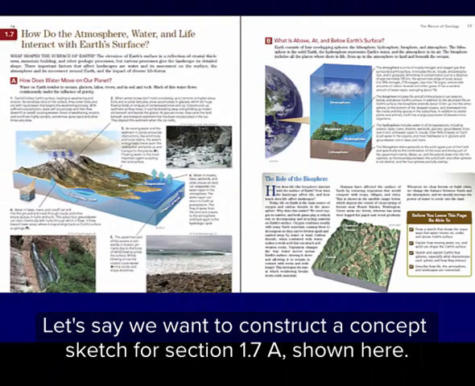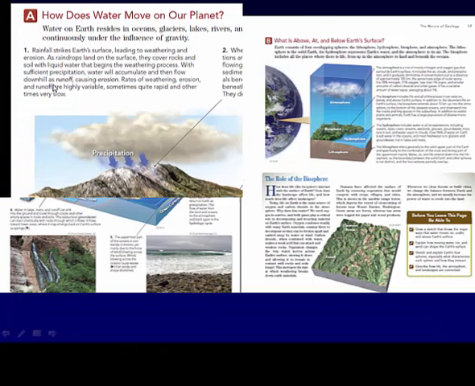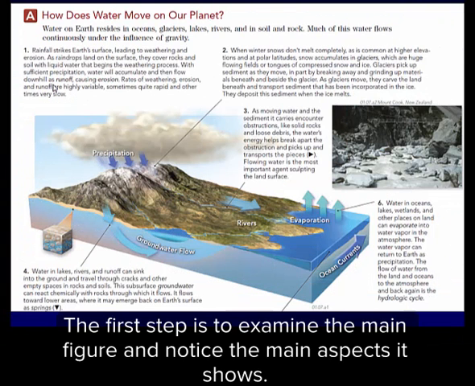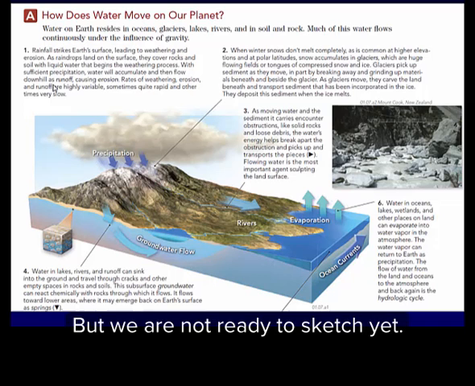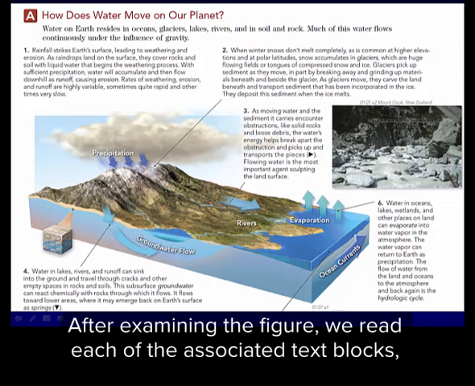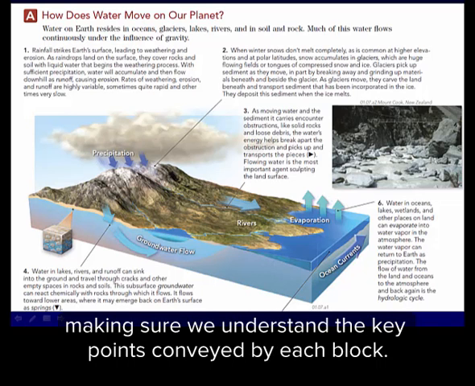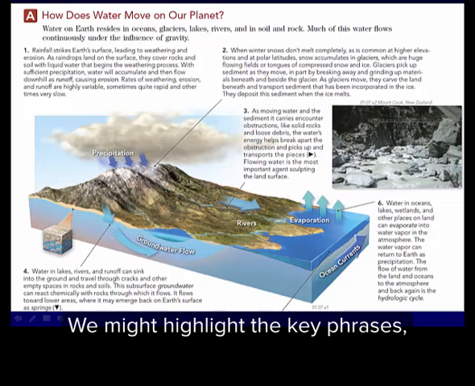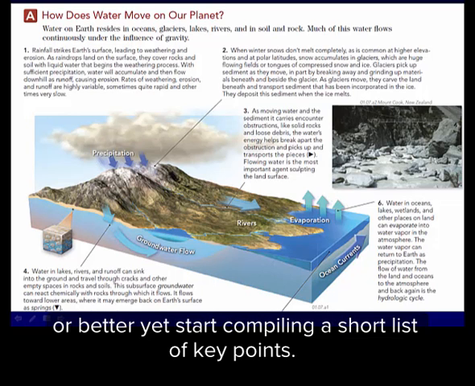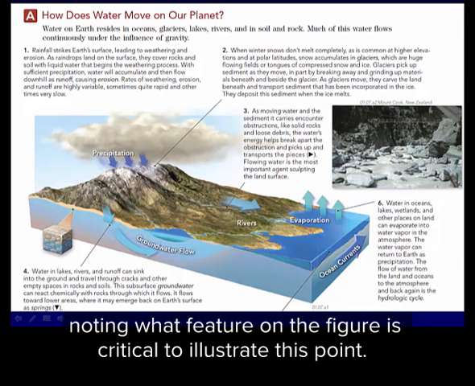Let's say we want to construct a concept sketch for section 1.7a, shown here. The first step is to examine the main figure and notice the main aspects it shows, but we're not ready to sketch yet. After examining the figure, we read each of the associated text blocks, making sure we understand the key points conveyed by each block. We might highlight the key phrases, or better yet, start compiling a short list of key points. We do this for each text block, noting what feature on the figure is critical to illustrate this point.